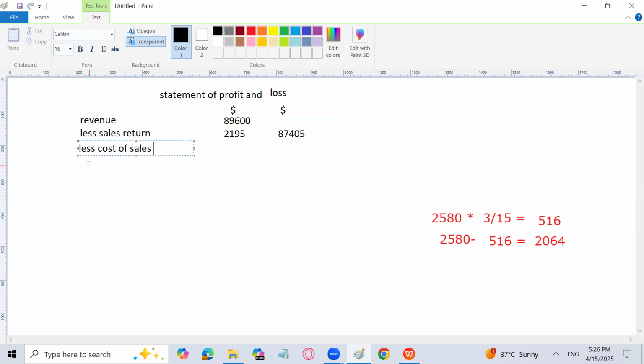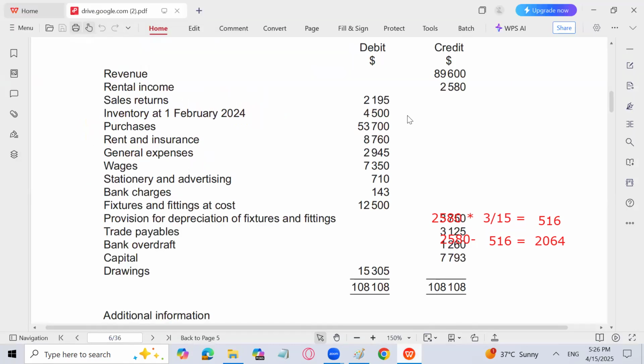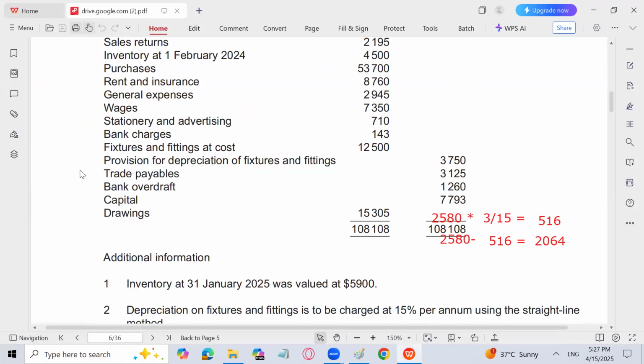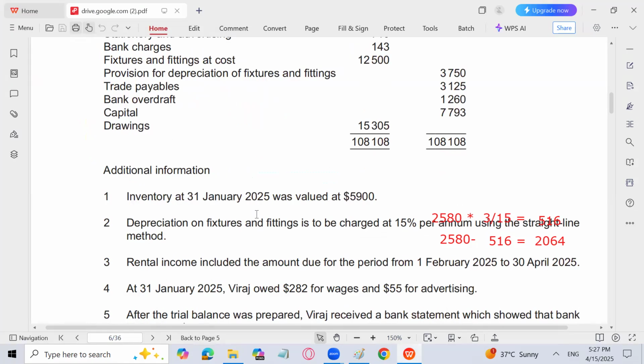Cost of sales includes opening inventory, add purchases, less closing inventory, less purchases return, add carriage inward. I think all these things have not been given in the question. So let's talk about opening inventory. Opening inventory given is 4,500 and purchases 53,700. I will write 4,500 here, and 53,700, and then I will subtract the closing inventory which is given in the additional information, 5,900.